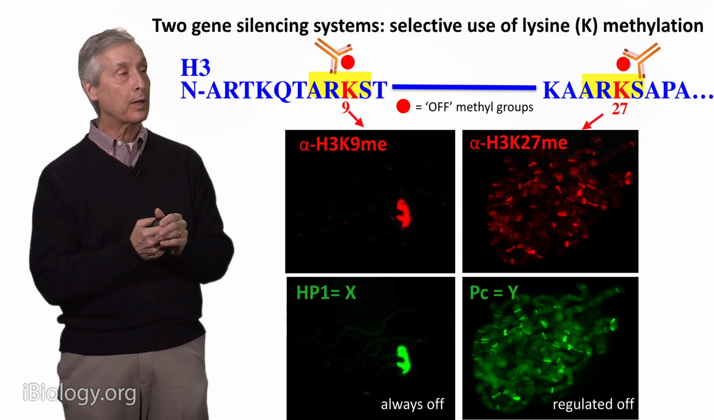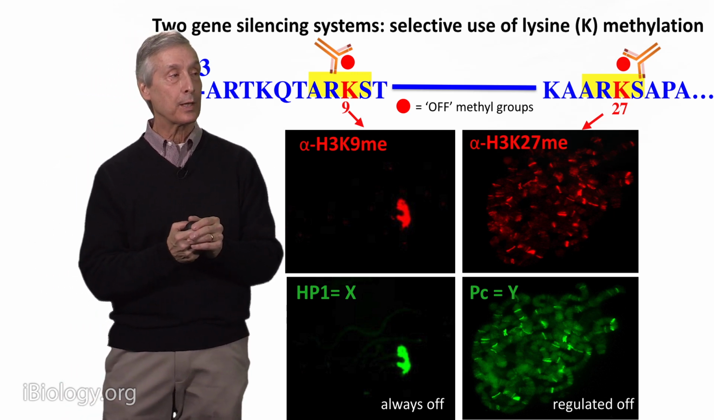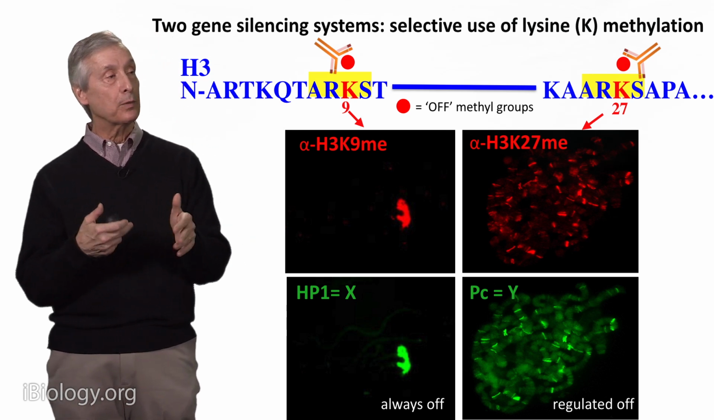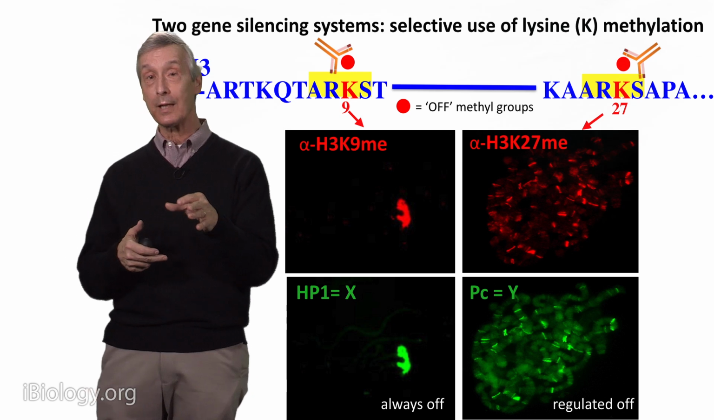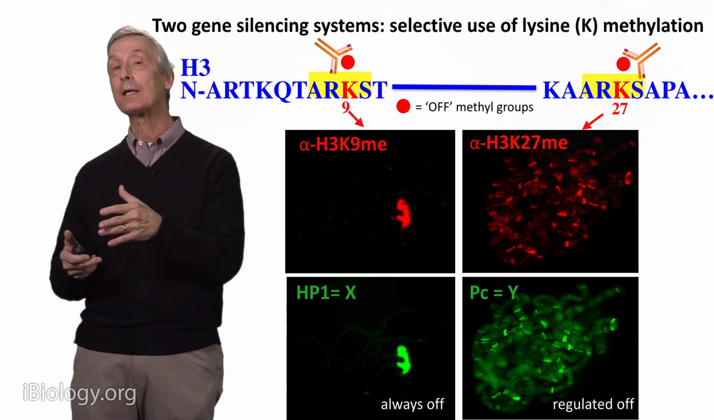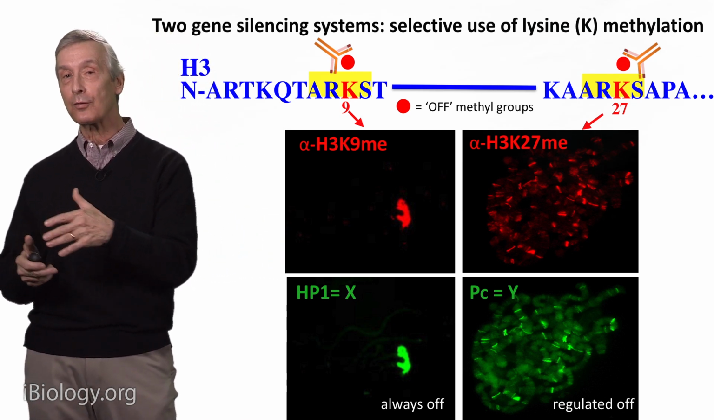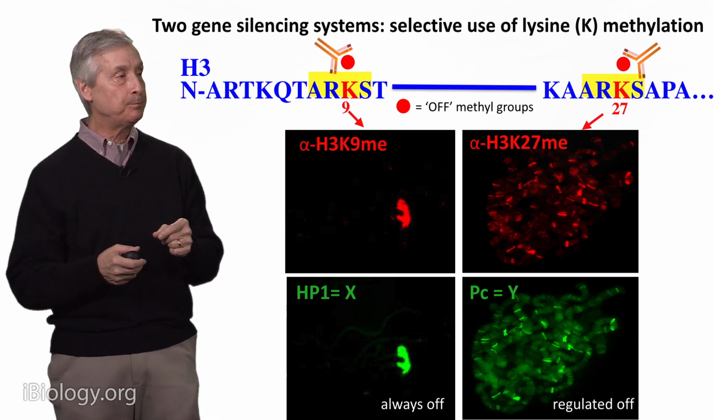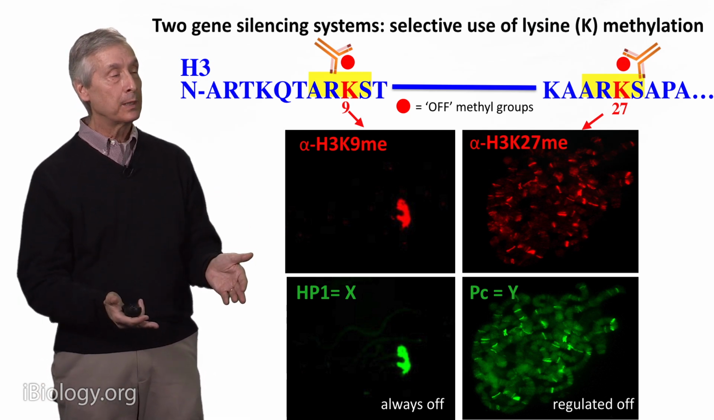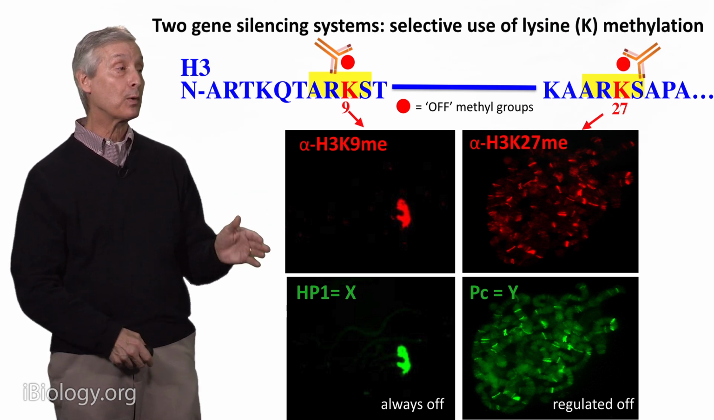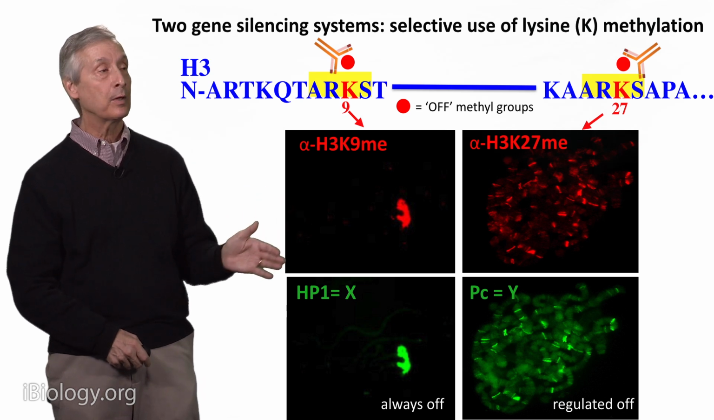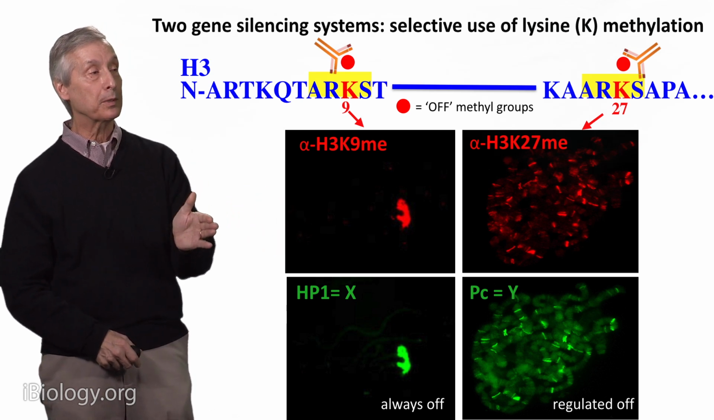In contrast, the upper right red panel with the K27 methyl staining is genes that are known to be out on the chromosome's arms, and they're regulated off. They're not always off, they're regulated off. And below each panel are antibodies that were developed to the corresponding readers. It's too much detail, so on the lower left, we'll just consider it X. On the lower right, we'll just consider it Y.